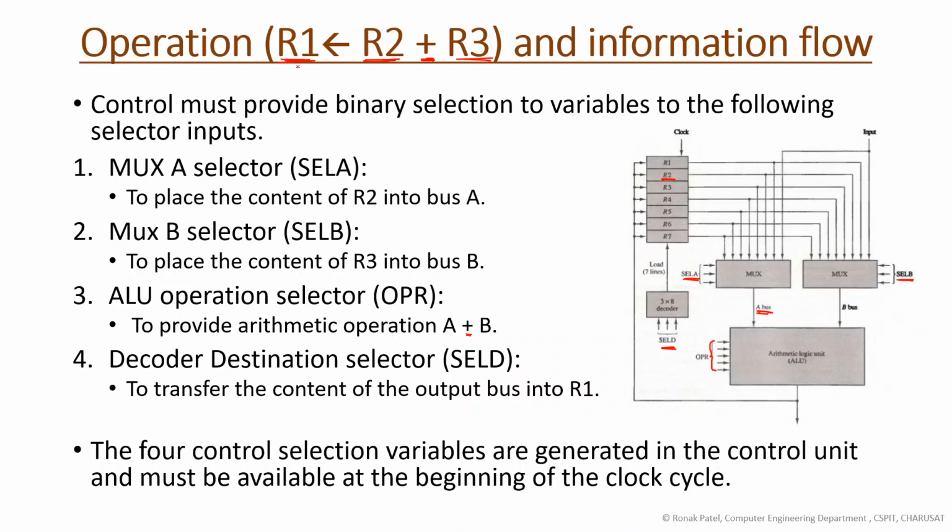Okay. So these four control selection variables are generated in the control unit. Means the values of cell A, cell B, OPR and cell D are generated in the control unit and must be available at the beginning of the clock cycle, right? Once they are available, then this operation will be performed.